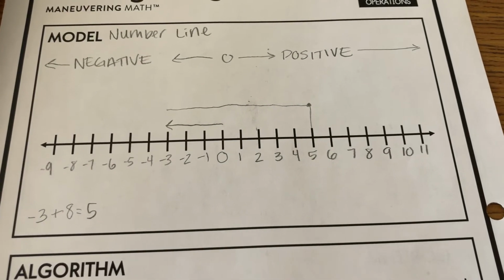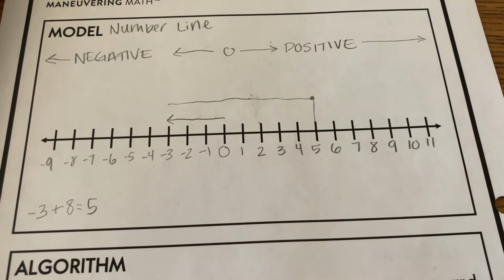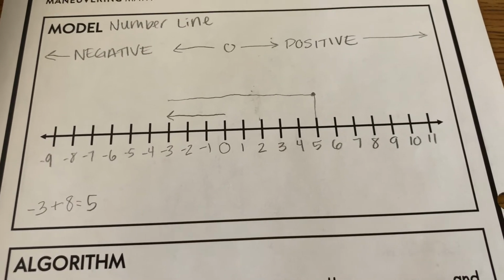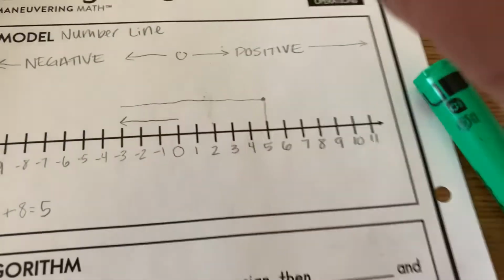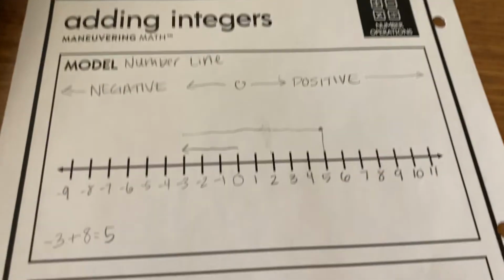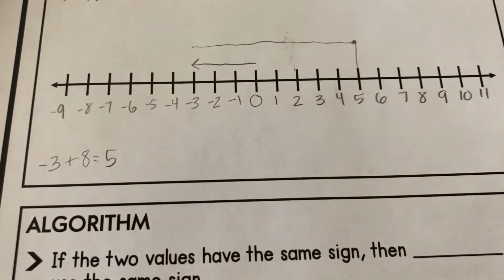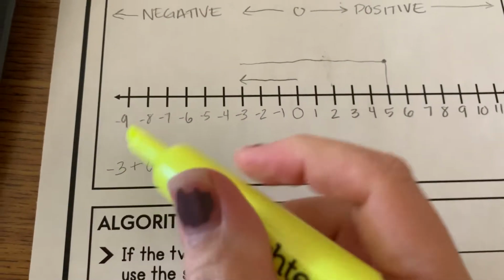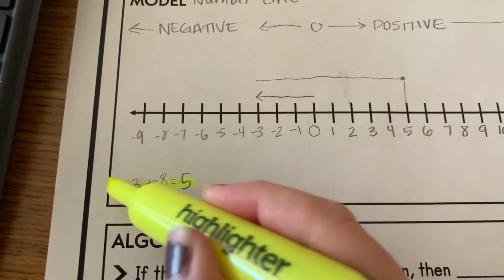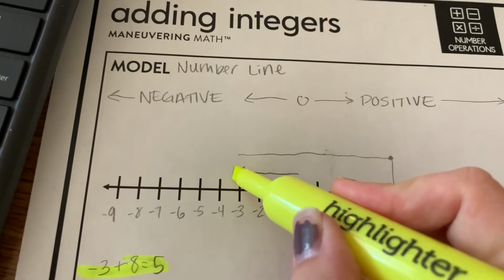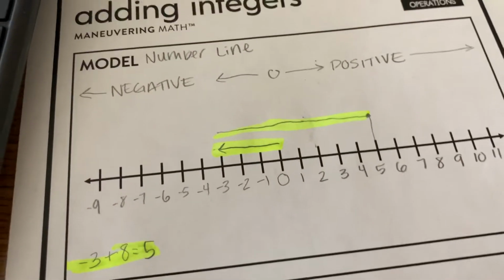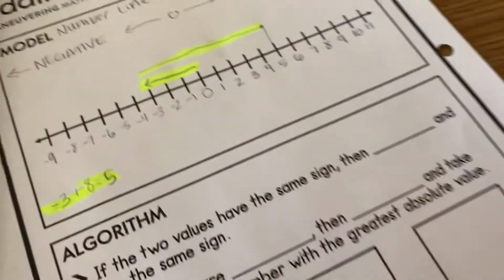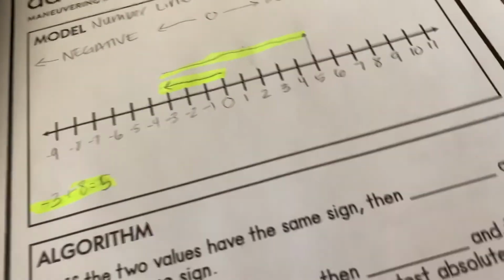Okay, let's do this. I should have told you to get out 2 different color highlighters. Okay, let's do yellow. I have green and yellow. You just need 2 colors. Highlight the problem here. And then highlight this. Okay, because this picture goes along with that. That's just showing you how to use the number line.